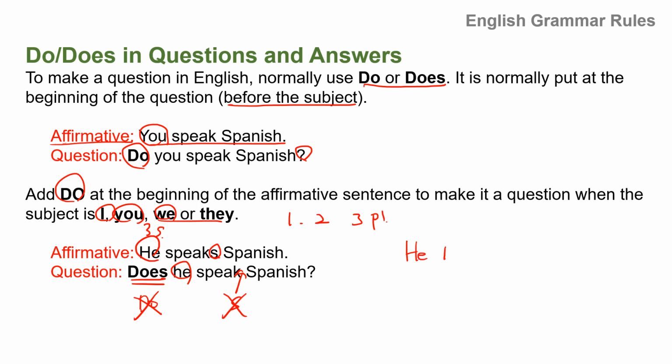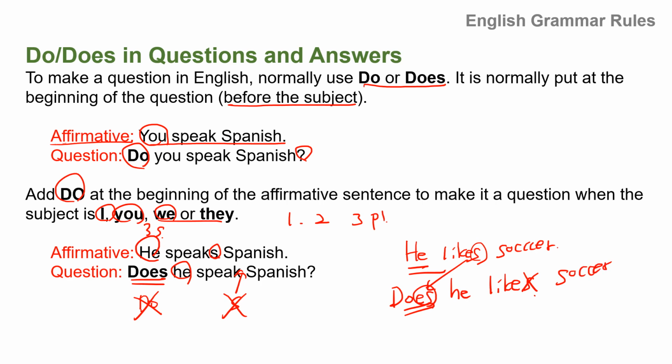He likes soccer. For third person singular, we put an S. But now in the question, we don't use do, but does, and subject he, like. And because this is does, we don't use an S here. Does he like soccer? And then the question mark.